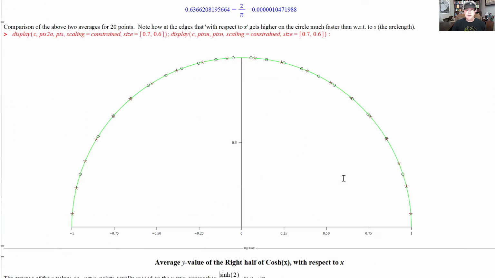If I compare the two averages, so here's a plot of when there's 20 points equally spaced along the curve and with respect to the x-axis, and you can see they get higher faster because of the steepness. It's kind of a density thing, and no matter how many points you have, you think, well, as you went to 1,000,000 points, it won't matter. But again, they're going to be concentrated higher if it's equally spaced with the x-axis, more so than equally spaced on the curve, no matter how many points you have.